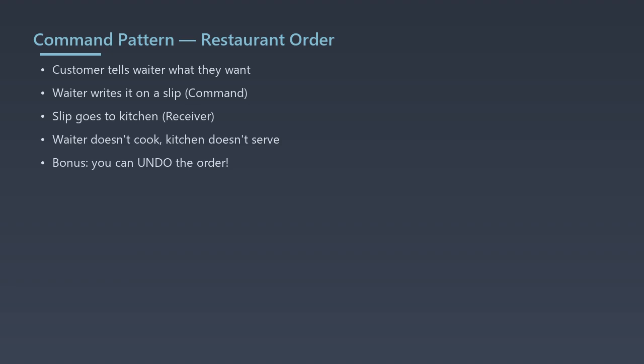This decoupling is beautiful. The waiter can queue up multiple orders, prioritize them, and even cancel one. That's your undo. The command pattern wraps a request as an object. You can store it, queue it, log it, and undo it.